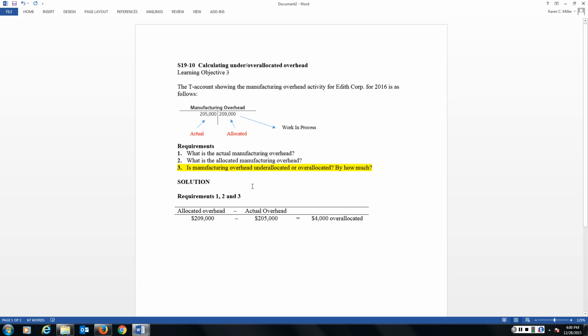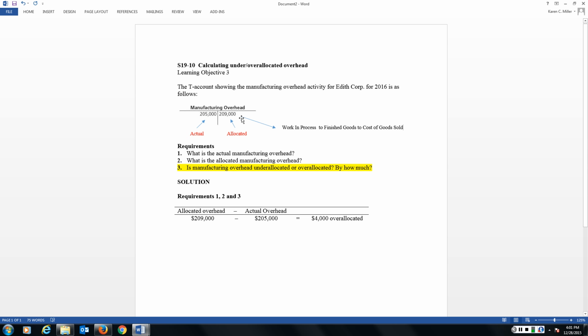Okay, so the text asks us, is this manufacturing overhead under allocated or has it been over allocated, and by how much? Once again, you've got to reason through these illustrations, not simply memorize. The chart in your book and in your PowerPoint slide is great for illustration purposes, but you need to think through this. If I spent $205,000 in overhead, but I moved $209,000 into work in process, where does it go after work in process? Remember, it goes to finished goods. And where does it go after finished goods? It goes to cost of goods sold.